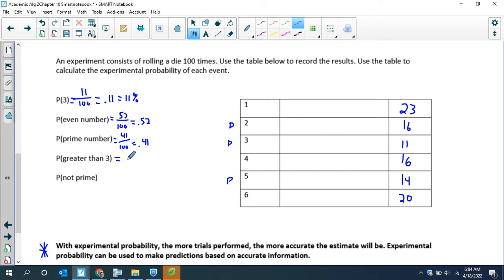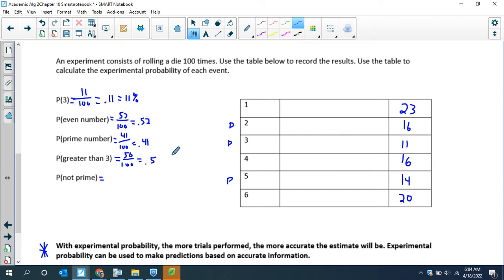All right, number greater than 3. Again, number greater than 3 would be 4, 5, and 6. So again, it's half the numbers. In this case, it is actually half the numbers. So if I add 16 plus 14, I get 30 plus 20 is 50. So I actually get what I expected here, 50 over 100, or 1/2, or 0.5.